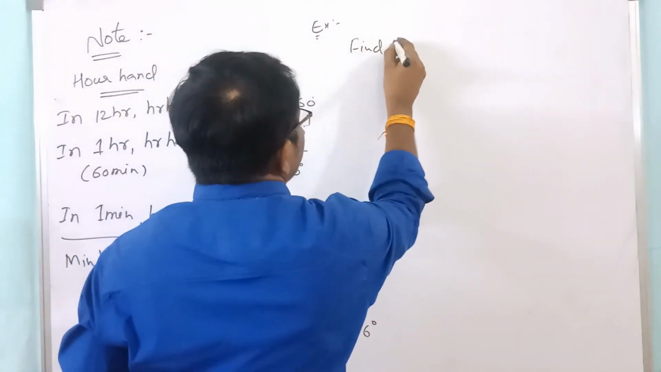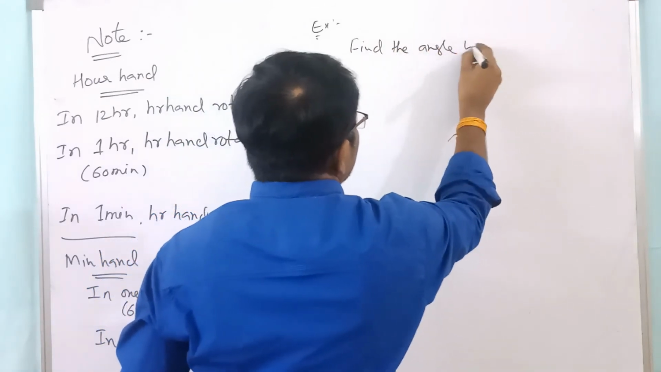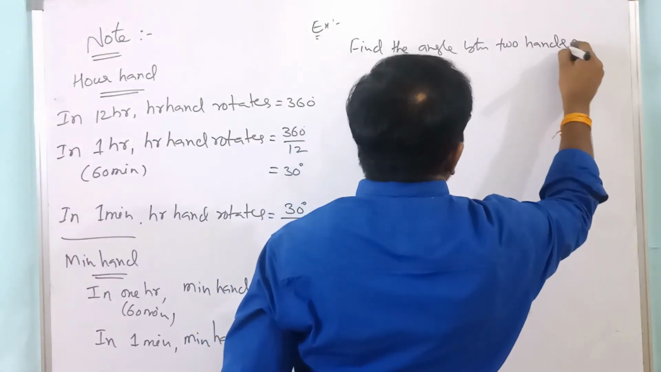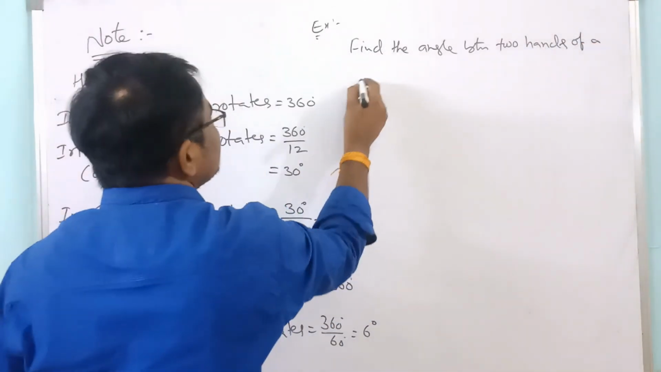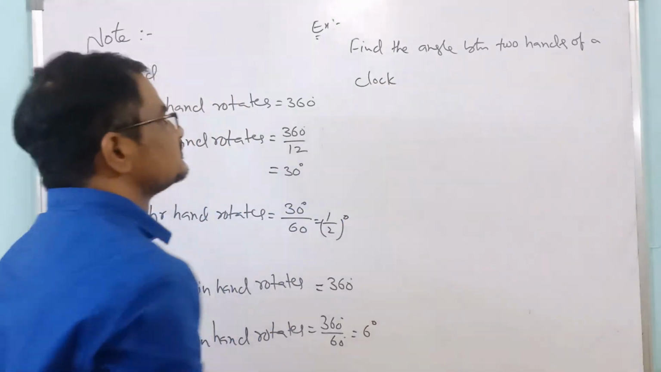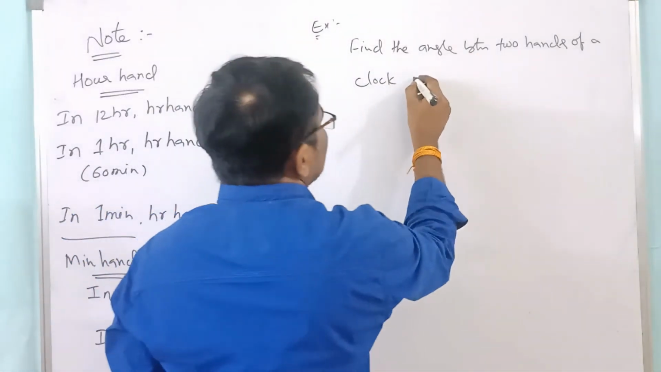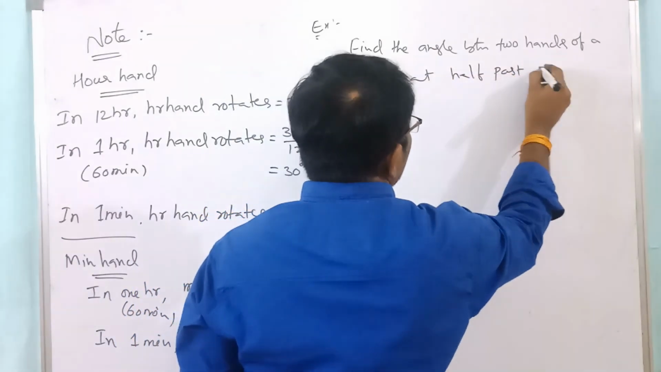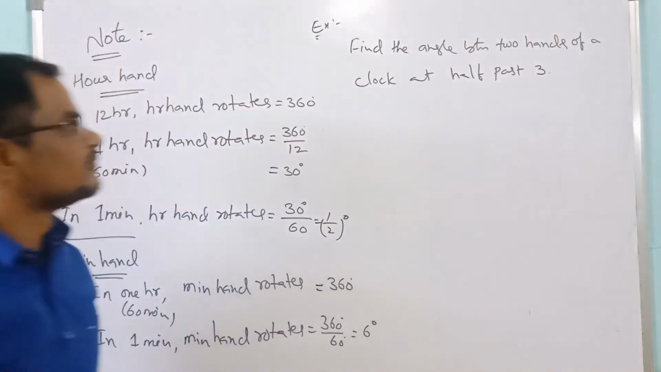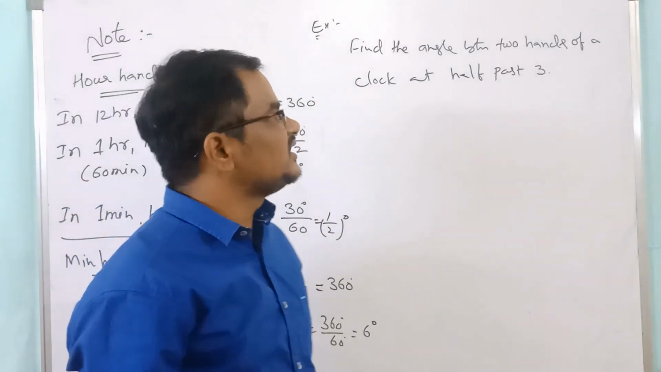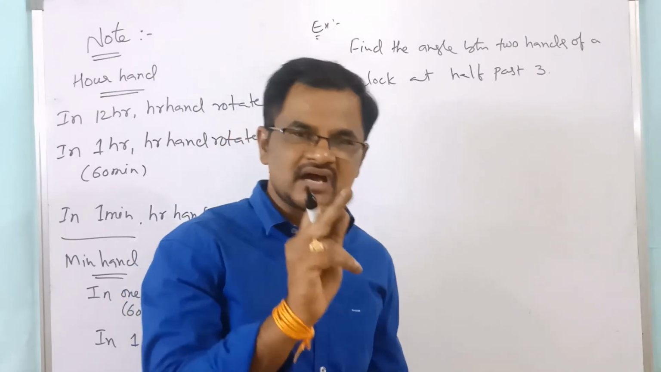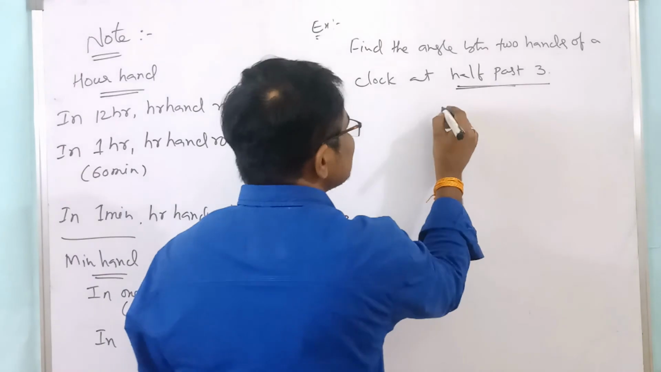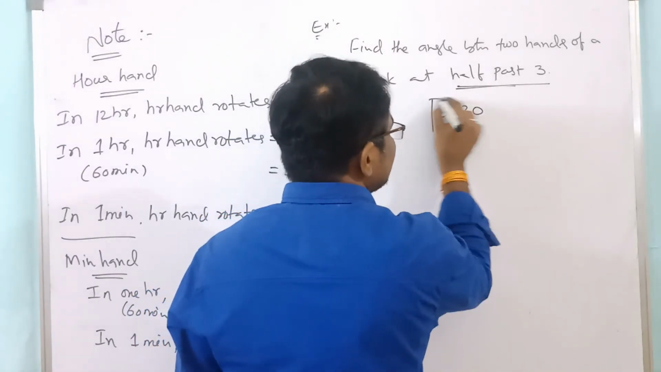Find the angle between two hands of a clock at half past 3. Find the angle between two hands of a clock. Two hands means hour hand and minute hand. Half past 3 means 3:30, either AM or PM.